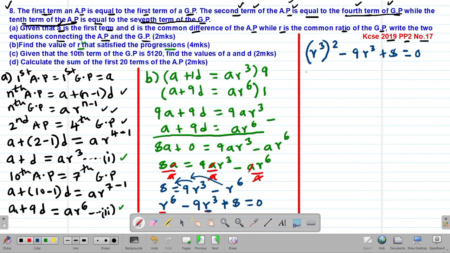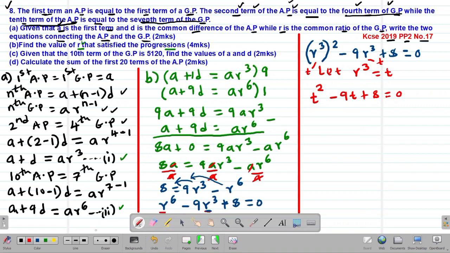Because R to the power of 3 is common, I'm going to give it a letter. I will let R to the power of 3 be equivalent to a certain letter, for example, T. So that means where I have R power 3, I'll substitute with T. Here, I'll also substitute with T. So the equation will end up being T to the power of 2, or T squared, then minus 9T, then, of course, plus 8. This one is equal to 0.